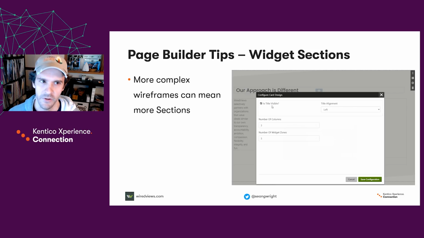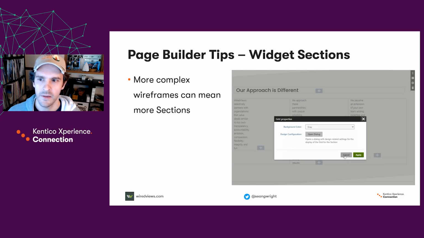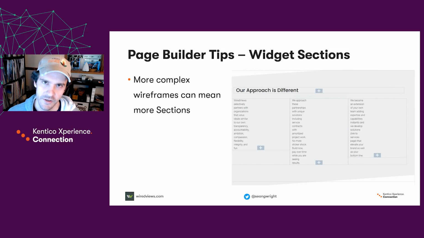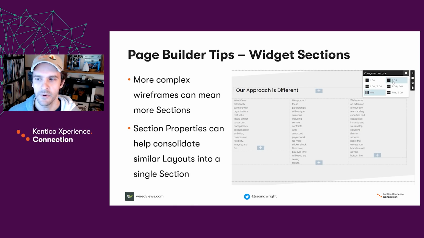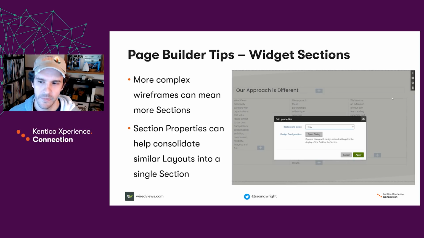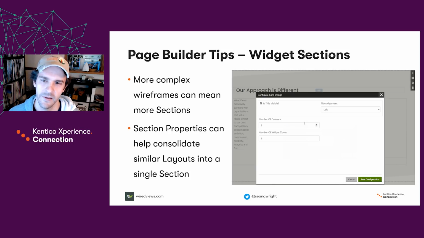If we have more complex wireframes for a site, lots of different variations, this can mean that we end up with more sections that we have to create in code. However, section properties can help us consolidate layouts that are pretty similar into a single section. And we would then create something like a dialog that would lead the content editors towards configuring the right set of options to get the right result that they want on the page.